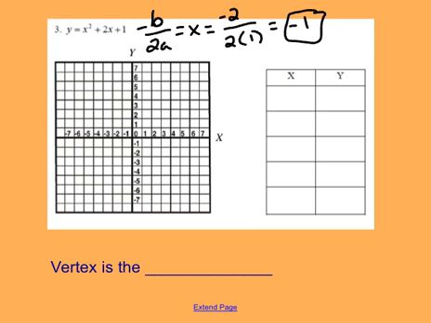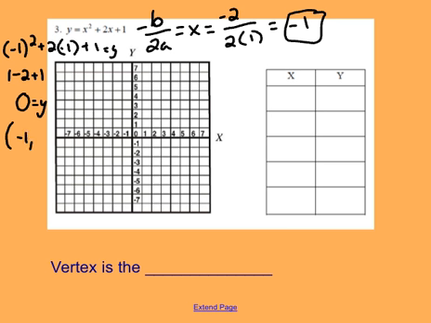Now, then I'd sub it in. So I'd have, over on the side, negative 1 squared plus 2 times 1 plus 1. Remember, this is just your equation, so that's going to equal y. I have 1. This is a negative 1. So 1 minus 2 plus 1. Negative 1 plus 1, 0 equals y. So my vertex point is now negative 1 comma 0. Negative 1 comma 0. This is my vertex.